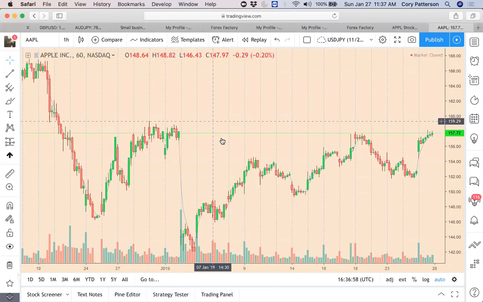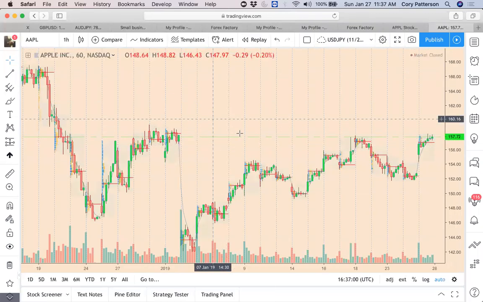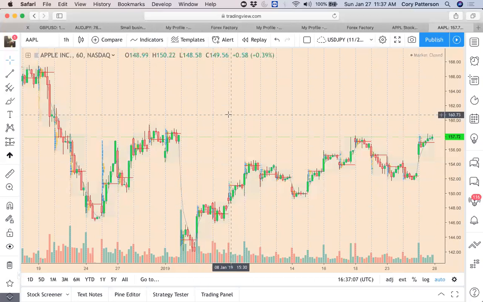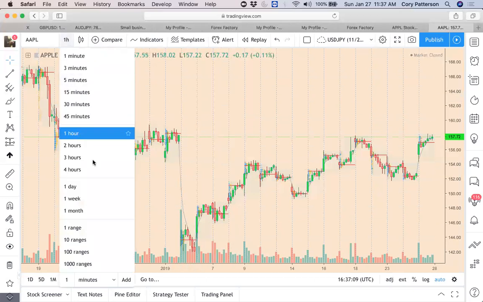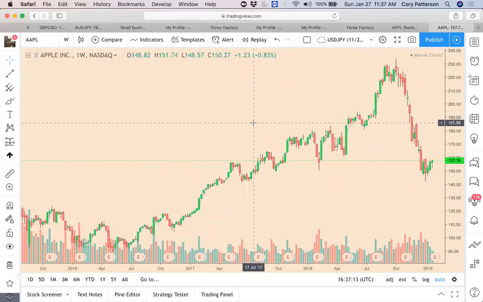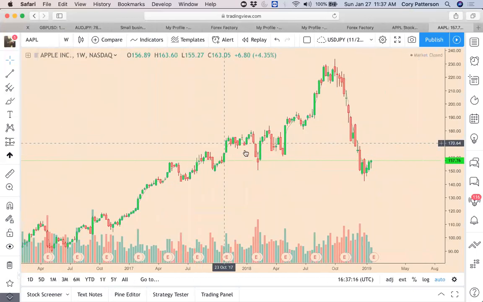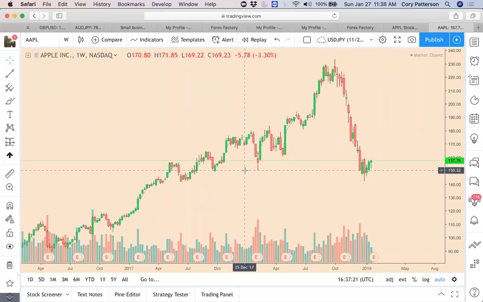Okay, so here's what the Apple chart looks like. You can see that it's clearly got some upswings, some downswings. Let's look at it on the weekly. Got some upswings, downswings. So you want to look for those points where you can get a high level of accuracy for where it can come back down to.